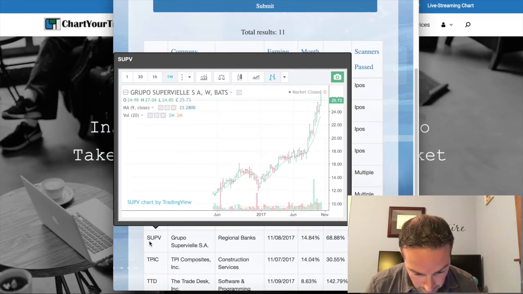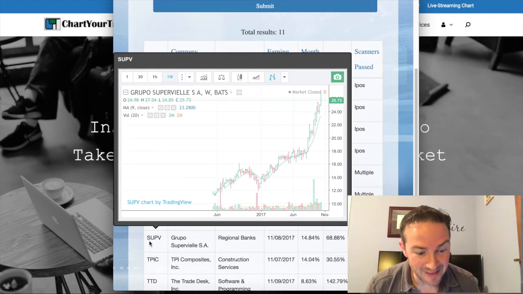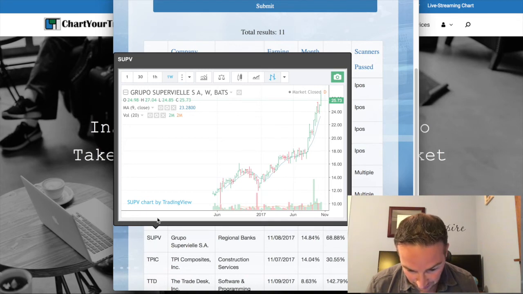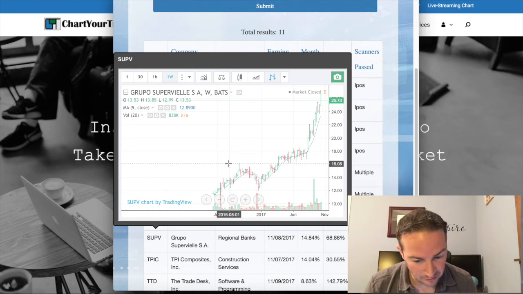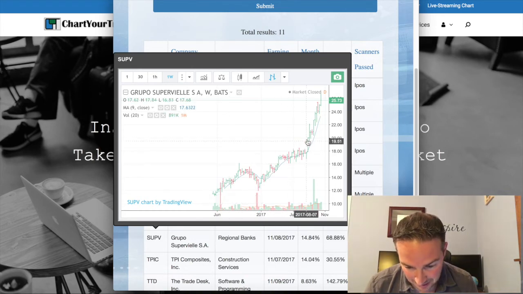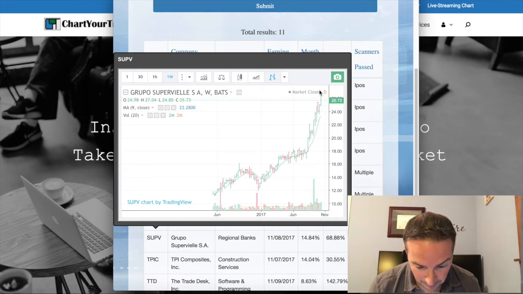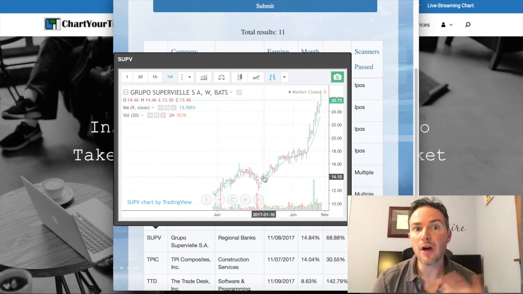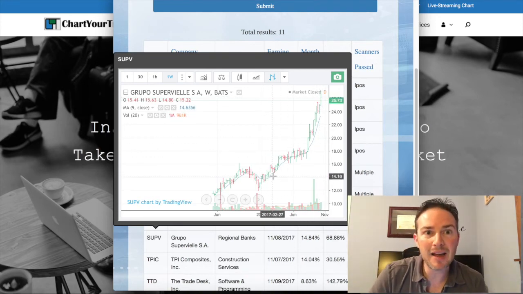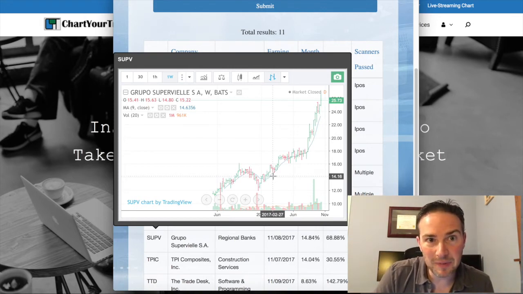Grupo SuperV. I'm sure I butchered that one, but the ticker symbol is SUPV, and this is another one that's been in a very hot sector, and it's run. It's having its own parabolic move right now, and if you're somebody sitting on a 100% gain, it might not be a bad idea to sell at least a little bit into strength.